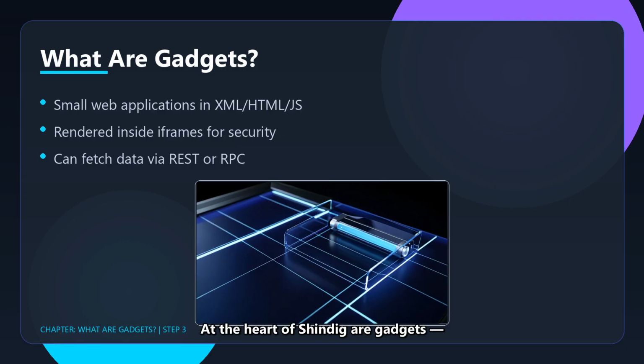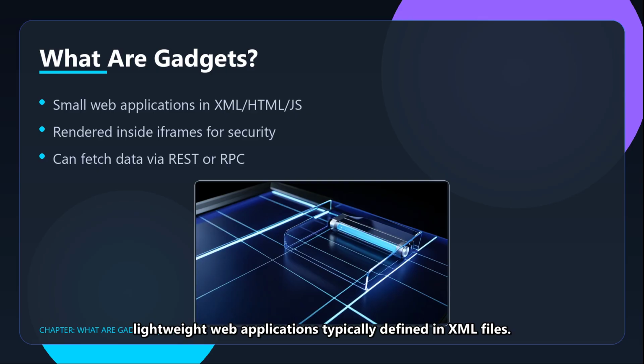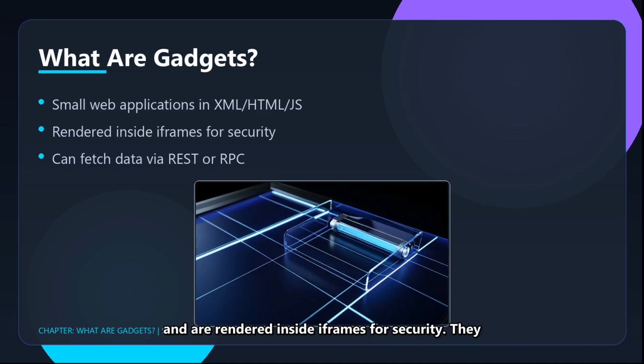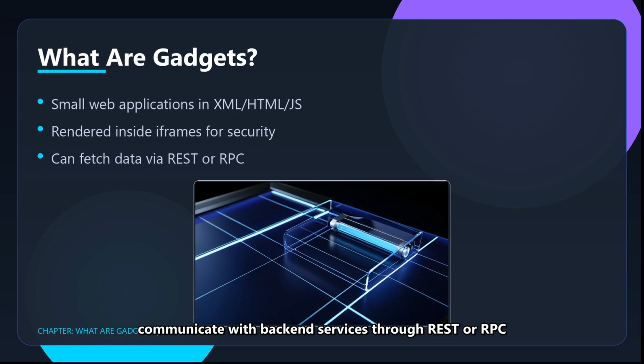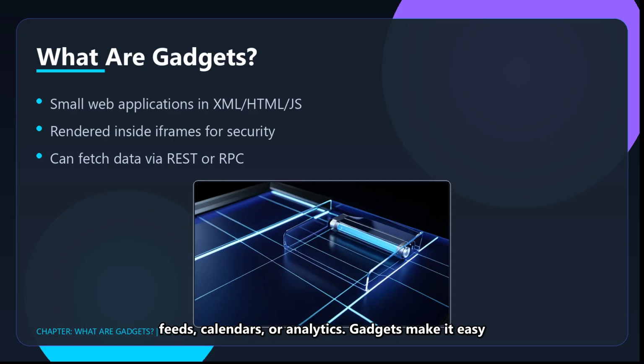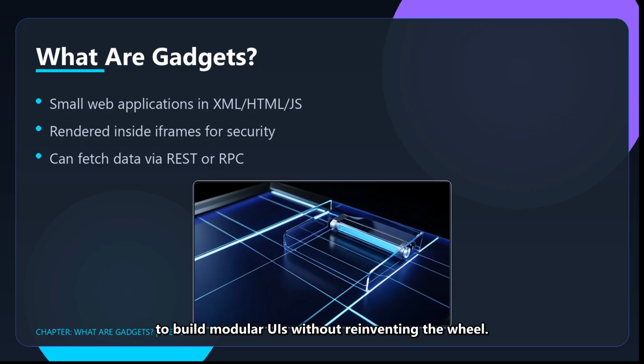At the heart of Shindig are gadgets, lightweight web applications typically defined in XML files. These gadgets can include HTML, CSS, and JavaScript, and are rendered inside iframes for security. They communicate with backend services through REST or RPC calls, and can display dynamic data like social feeds, calendars, or analytics. Gadgets make it easy to build modular UIs without reinventing the wheel.